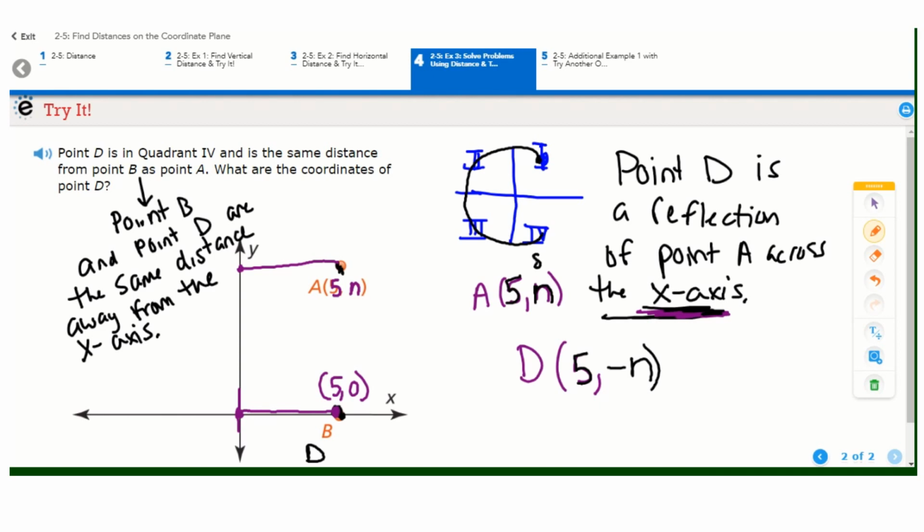Now, if this was an 8, which we don't have enough information to conclude, this ordered pair would be -8 because they're the same distance from the x-axis. Now, if the point N for point A was 5, then for point D, the y-coordinate will be the opposite of 5. If N equals 3, that means point A will be (5, 3), and point D will have the opposite of N, which is -3. So since we don't have enough information to conclude what the y-coordinate is, we would just say it's the opposite of N. So this is the answer that you need.